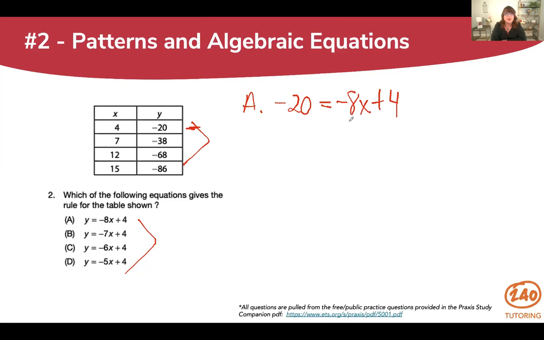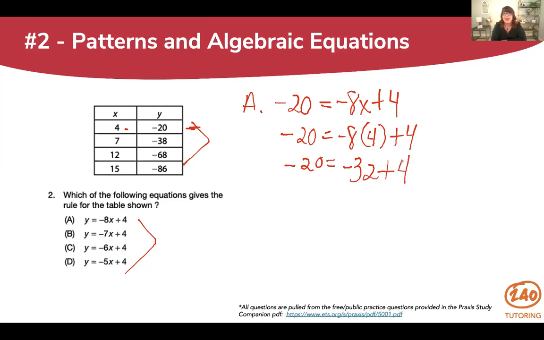So if I plug in that x, I have negative 20 equals negative 8 times, and if we're looking at that same row, 4, plus 4. And I can go a little bit further. Negative 20 equals negative 8 times 4. A negative times a positive will give you a negative number. So we're looking at negative 32 plus 4.